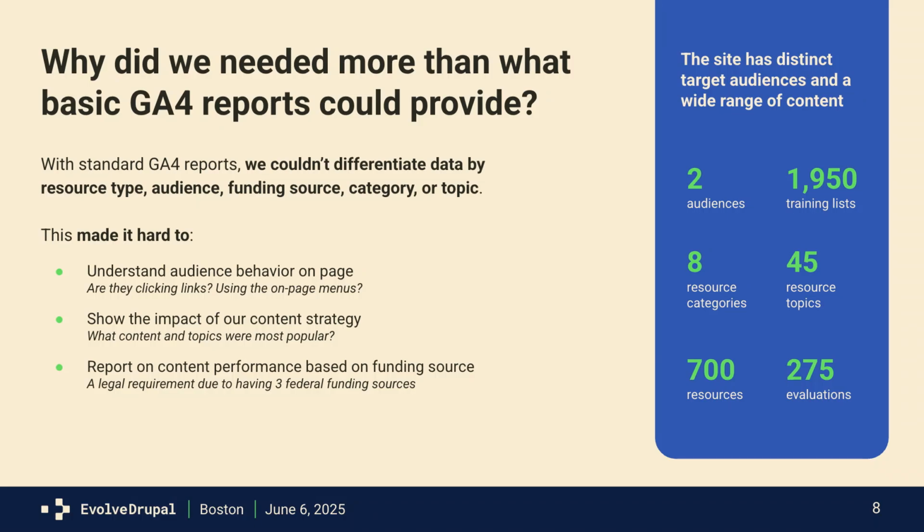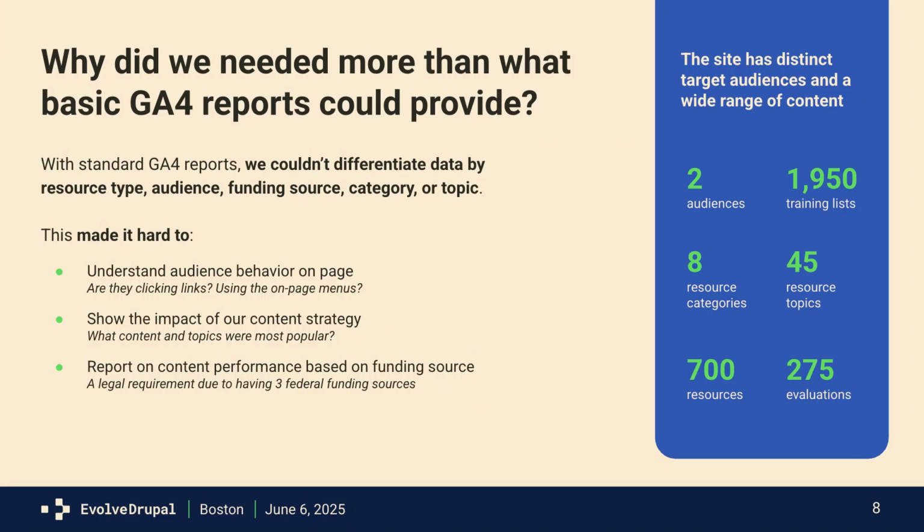When everything is a resource page path, Google Analytics doesn't know who funded that page path. They don't care. And then we have tons of content on the site. Those training lists that I was mentioning earlier that users can create, we have close to 2,000 of those. The resources that you can build, we've got different resource categories, resource topics, over 700 resources across the two audiences.